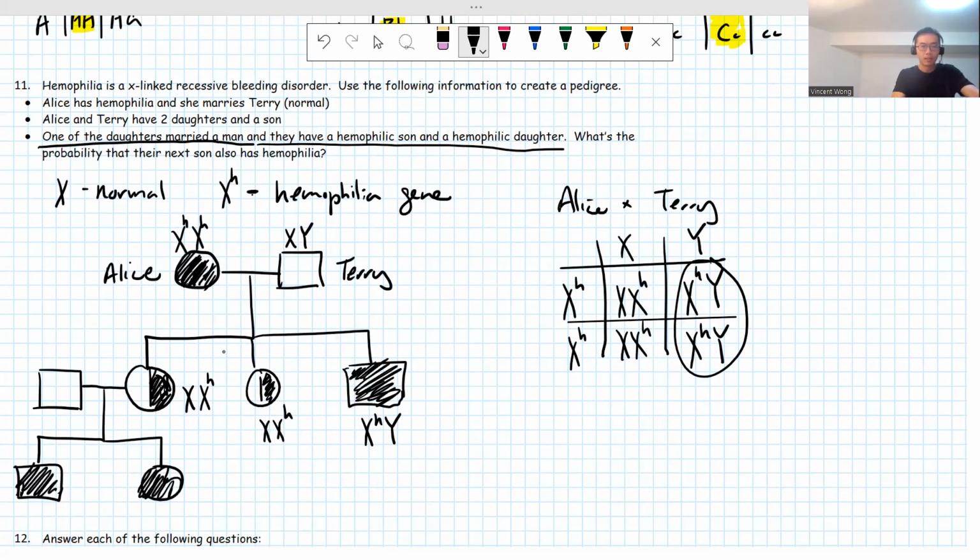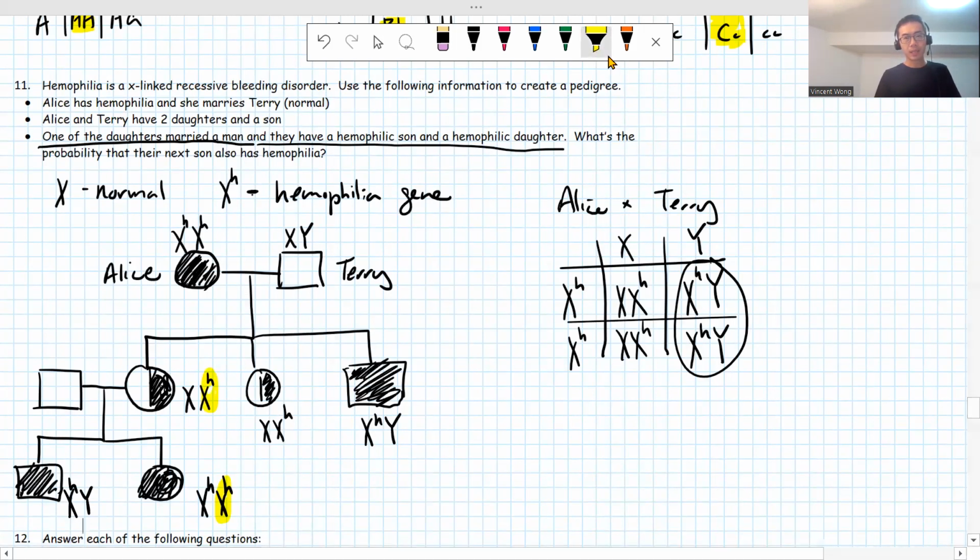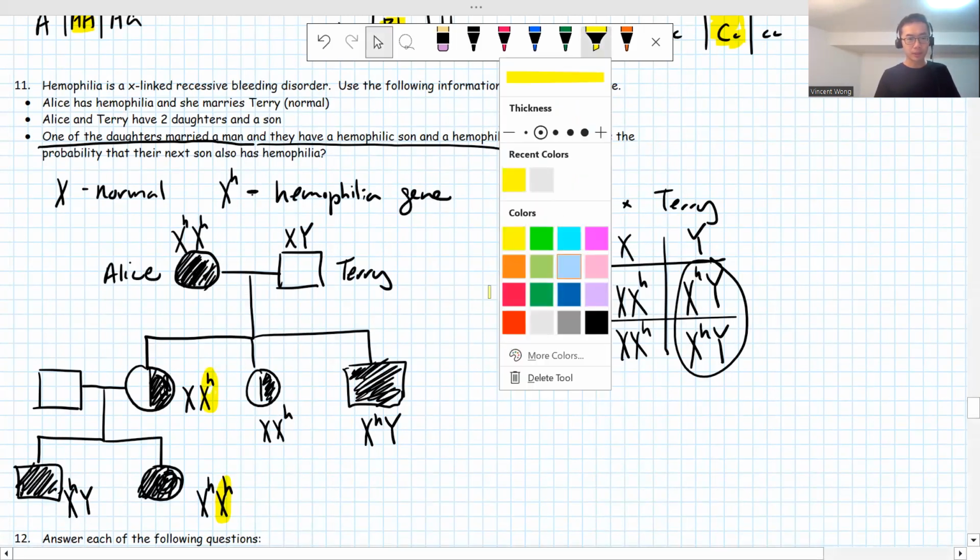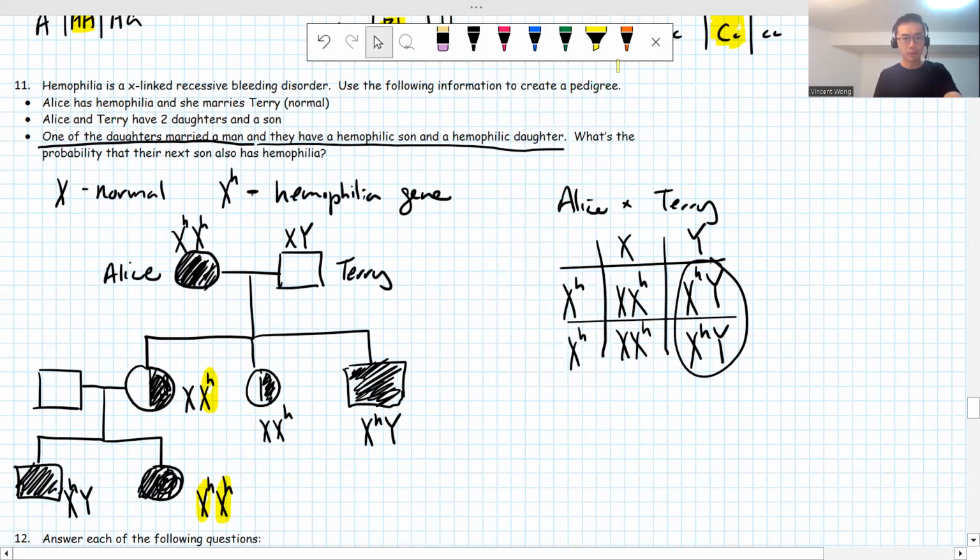Now let's take a look at the third generation. We have a colorblind granddaughter, so that's XHXH, and the son here is also colorblind. If you trace this back, one of the XH has to come from the mother, and of course the other one has to come from the father. Oops, that didn't work.